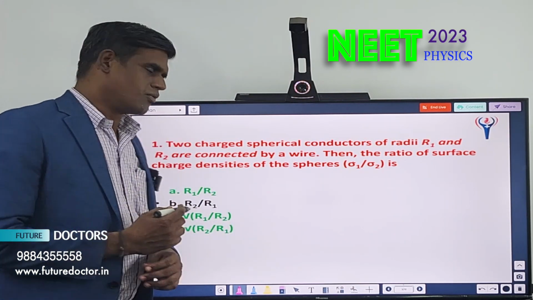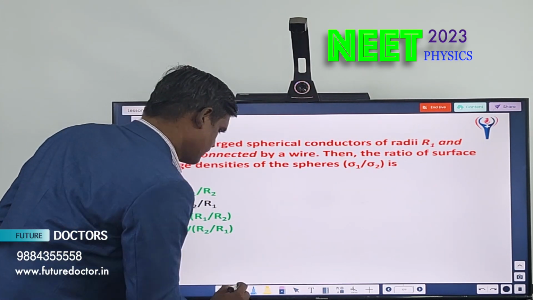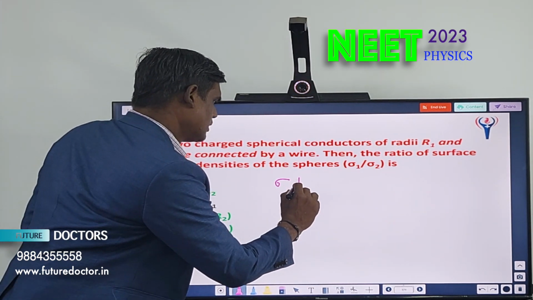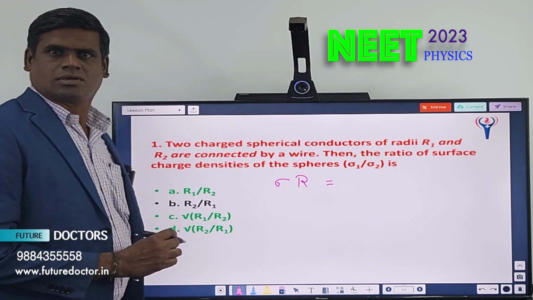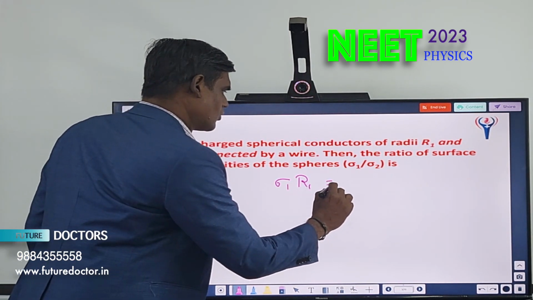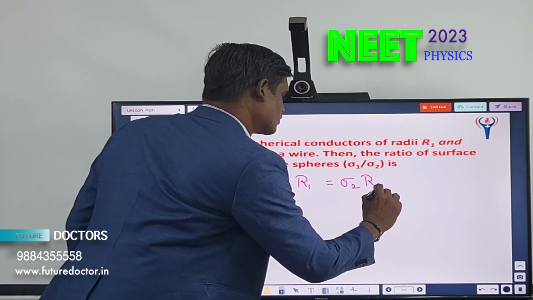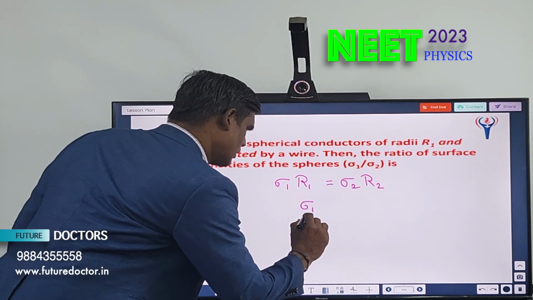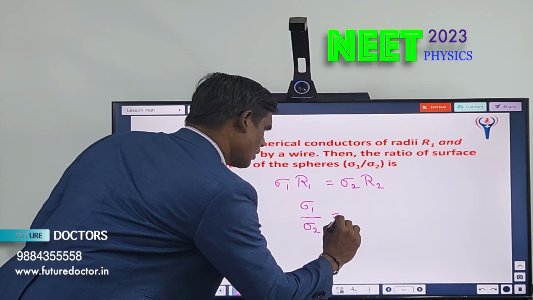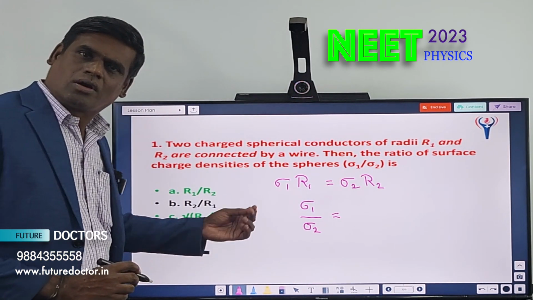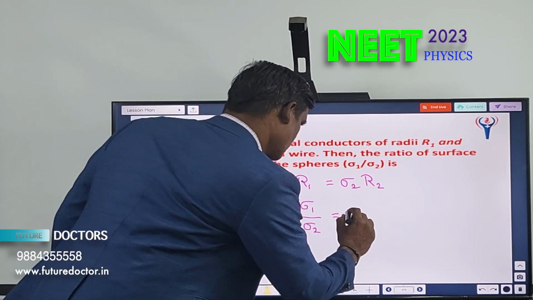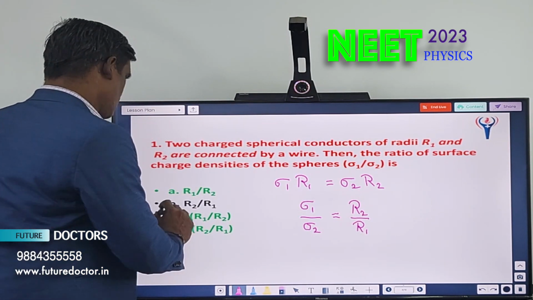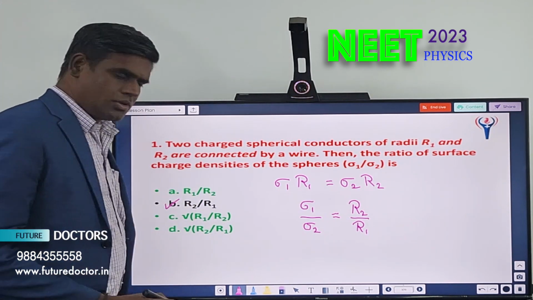And according to action of points, sigma into R equal to constant. R is capital R, which is given. It means sigma 1 R1 equal to sigma 2 R2. The question is, we want to find sigma 1 by sigma 2. Then sigma 1 by sigma 2 equals R2 by R1. Which option? Option B. Let's move to question number 2.